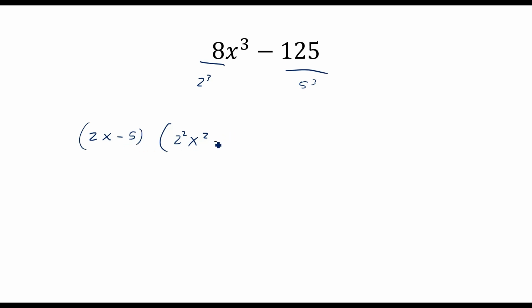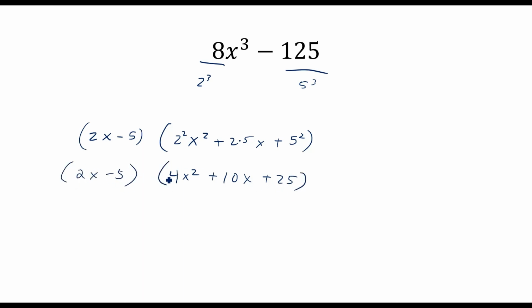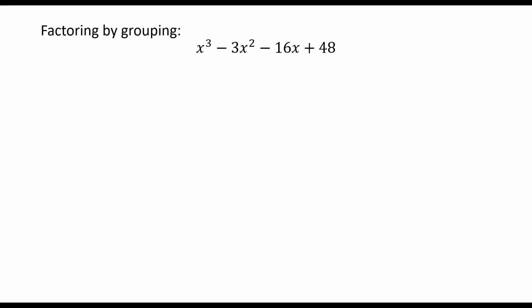Since we have a minus here, this one will be plus. Take the product of the two values, 2 times 5, x, and then finally add the second value squared, 5 squared. So we got 4x squared, 2 times 5 is 10, 10x, and then plus 25. So finally we get 2x minus 5 times 4x squared plus 10x plus 25. Those are our factors. Okay. Alright, so last problem, that's it.